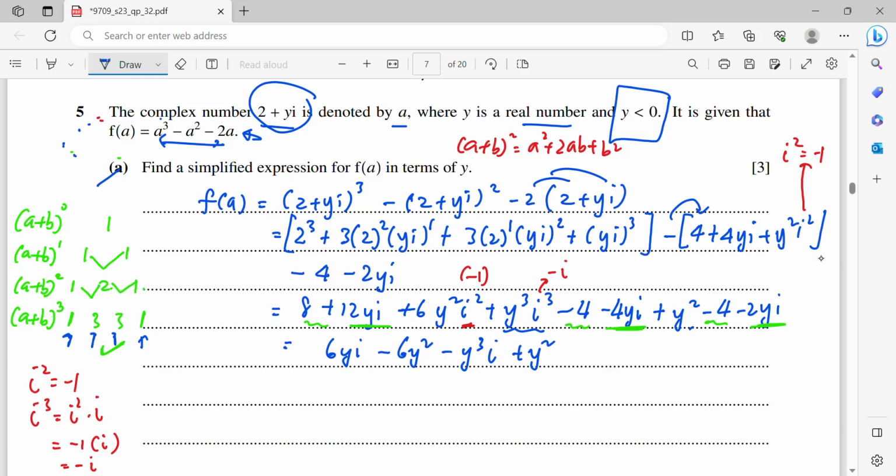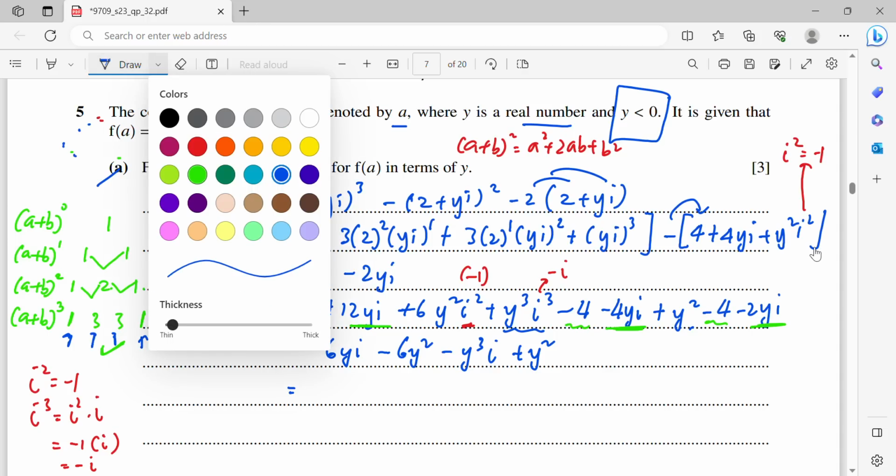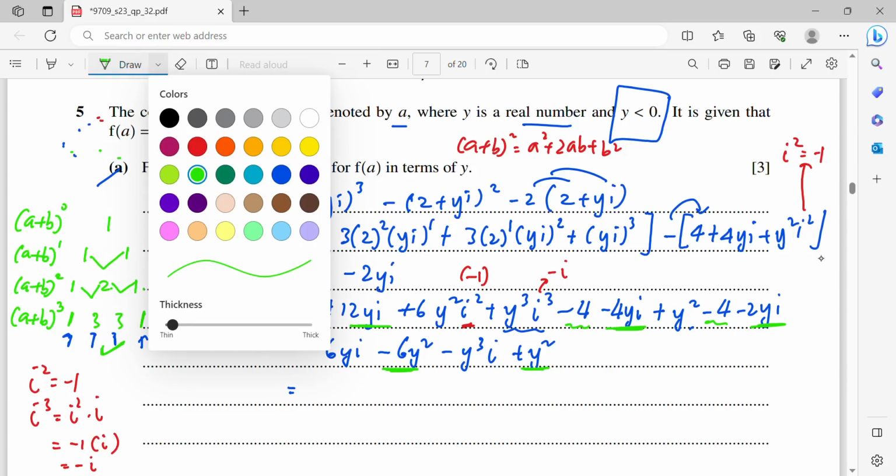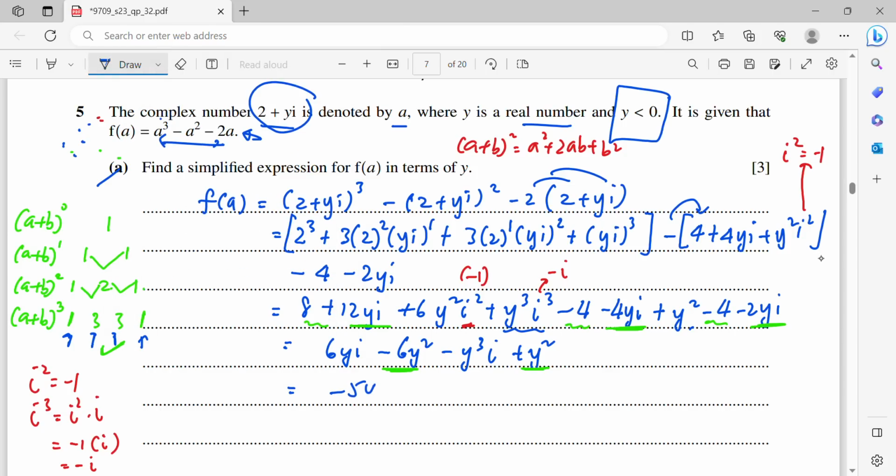Then from here, you will have to split, or you can leave your answer in complex number form, whereby we are getting the real and imaginary parts. So now my real part will be, so here, these two terms without i means that they are real parts. So minus 6y squared plus y squared will be minus 5y squared. Then for the imaginary parts, I will just factorize the i. So I will write plus (6y minus y cubed) i. So that is my FA in terms of y.